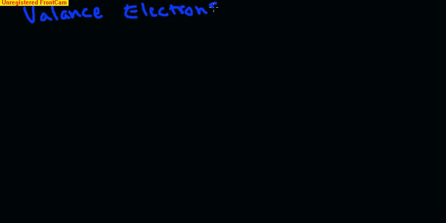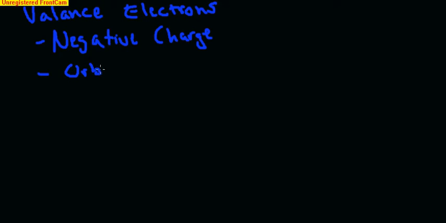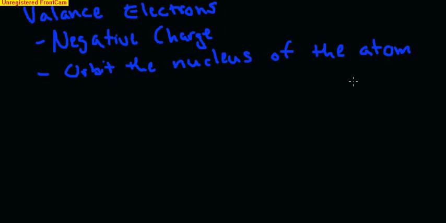Now what do we already know about electrons? Electrons are a negative charge, okay? And they orbit the nucleus, being the center. So they orbit the nucleus of the atom. If you don't know what an atom is, or what orbit or negative charge is, I suggest you watch my video on my YouTube channel on basics of chemistry, where we talk about the protons, neutrons, and electrons and their charges and their masses, and that will help you with this video.